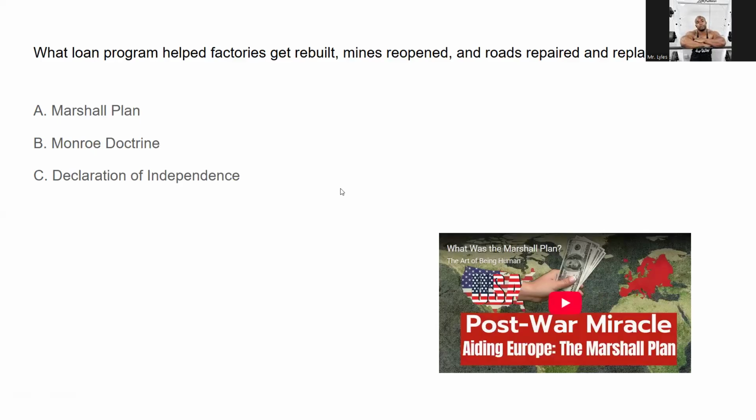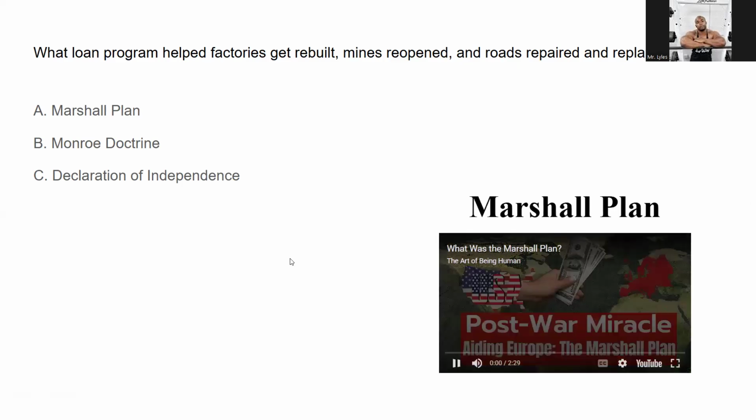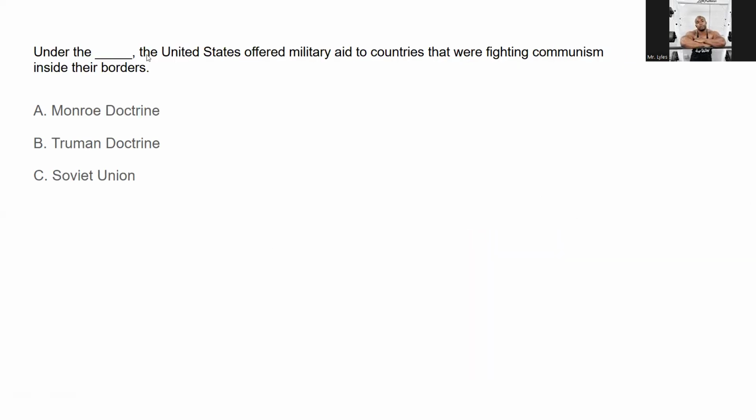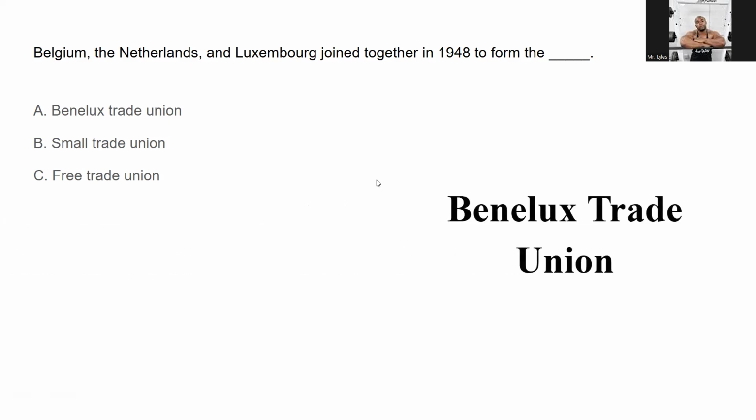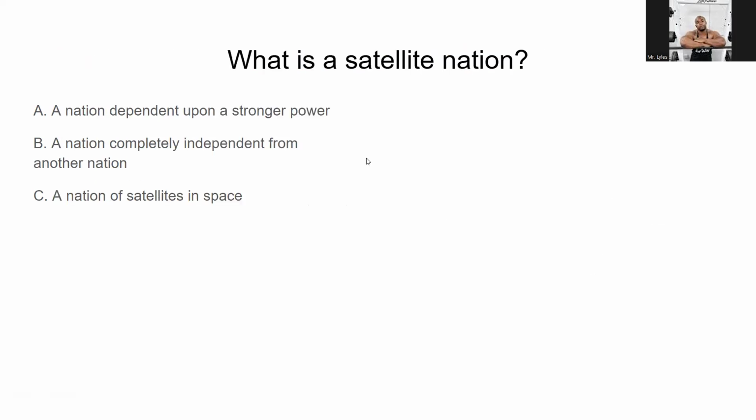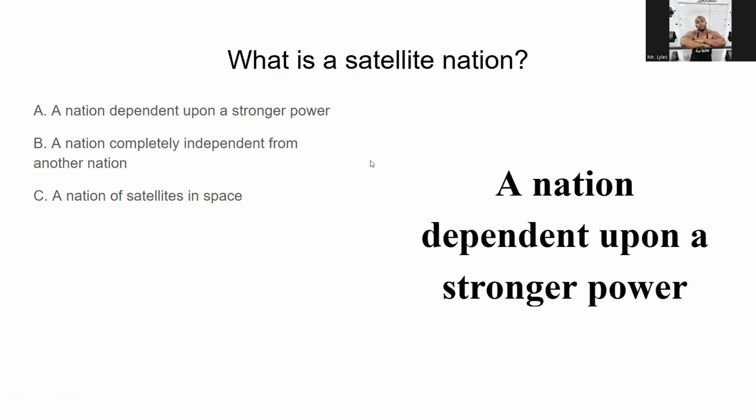What loan program helped factories get built, mines reopened, and roads repaired and replaced? It says so right here. The Marshall Plan. Under the Truman Doctrine, the United States offered military aid to countries that were fighting communism inside their borders. What was this? This is the Truman Doctrine. Belgium, the Netherlands, and Luxembourg joined together in 1948 to form the Benelux Trade Union. It's a combination of all those places. What is a satellite nation? That is a nation dependent upon a stronger power.